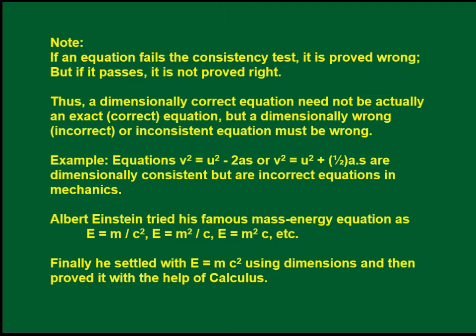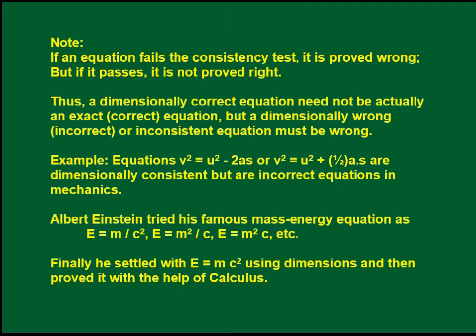Albert Einstein tried his famous mass energy equation as E is equal to m by c square, E is equal to m square by c, and E is equal to m square c, etc. But finally settled down to E is equal to mc square using dimensions and then proved it with the help of calculus and some other methods.